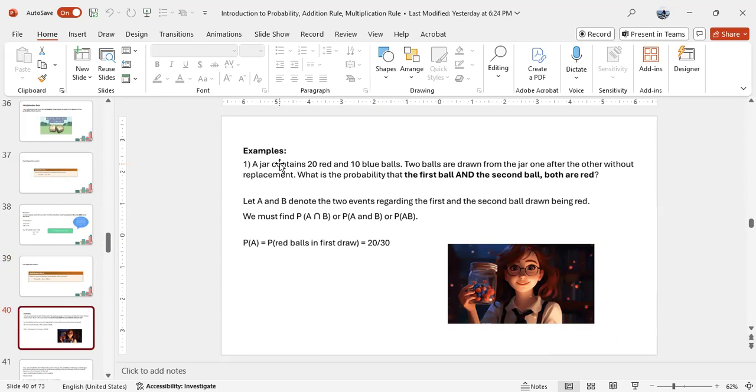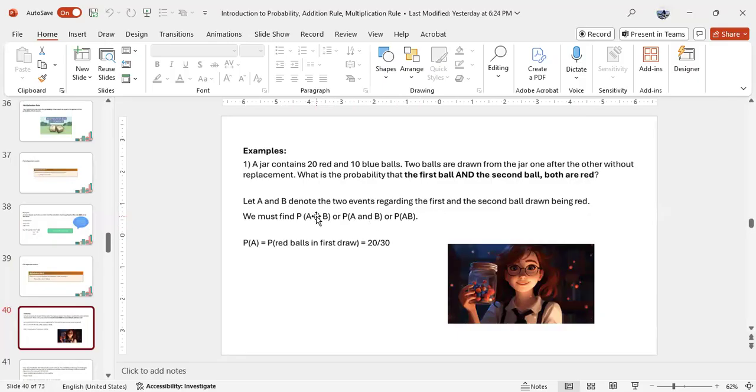Mind that a jar contains 20 red balls and 10 blue balls. Two balls are drawn from the jar, one after the other, without replacement. What is the probability that the first ball and the second ball both are red? This 'and' represents that we'll apply the multiplication rule. Let A and B denote the two events regarding the first and second ball drawn being red. We must find this or this or this.